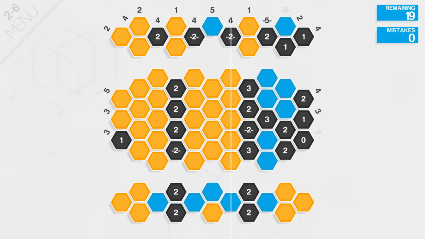Let's have a look at this vertical here, because we've got lots of rules to work with. So we need 3 out of this. This 3 has 2, so it must be one of those. It must be one of those. It must be one of those. And it must be one of those. So that doesn't really help us at all, does it?